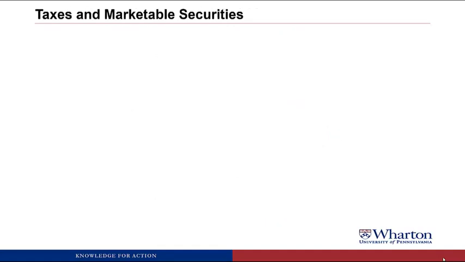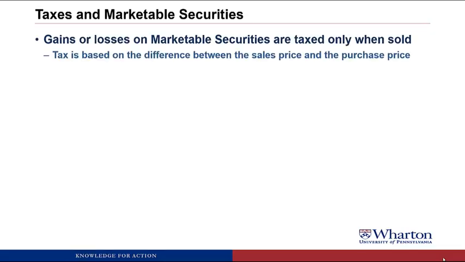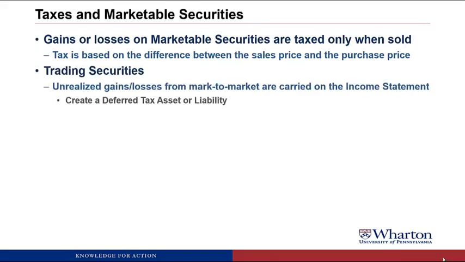Another applied example that I want to look at is how taxes relate to what we did with marketable securities earlier in the course. So remember, marketable securities are when we buy the stocks or bonds of another company as an investment, as a way to try to make money. Gains or losses on marketable securities are only taxed when they're sold. And then the tax is going to be based on the difference between the purchase price and the sales price. So that's the tax treatment for gains or losses in marketable securities. They only happen when they're actually sold.